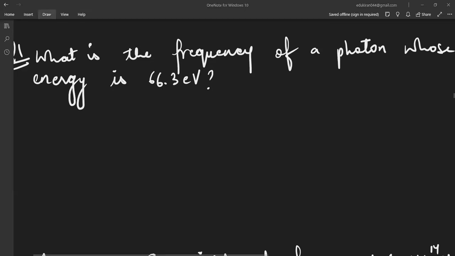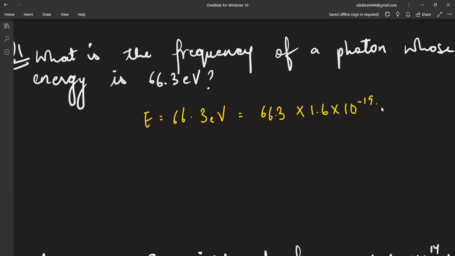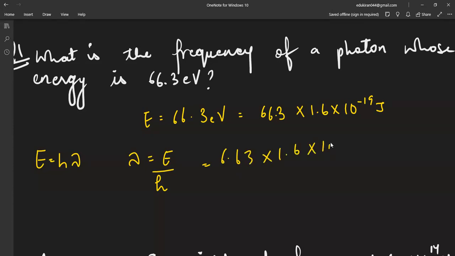Okay, like this question. What is the frequency of a photon whose energy is 66.3 electron volt? So energy is 66.3 electron volt, which is 66.3 into 1.6 into 10 to the power minus 19 joules. This much energy we'll have. So E is equal to h nu, and frequency will be equal to E by h. So this is 66.3 into 1.6 into 10 to the power minus 19, and h is 6.63 into 10 to the power minus 34. Like this, you will have the frequency from this equation.